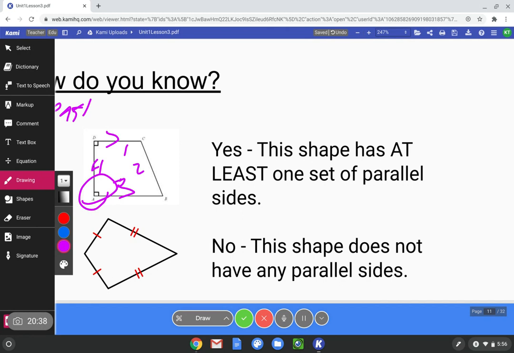Would this bottom figure be a trapezoid? No. Because although it has 4 sides, it does not have parallel lines. And remember, we said that with the hexagon. It doesn't matter if you have at least one attribute, you need to have both attributes. You need to have 4 sides and at least one pair of parallel lines.